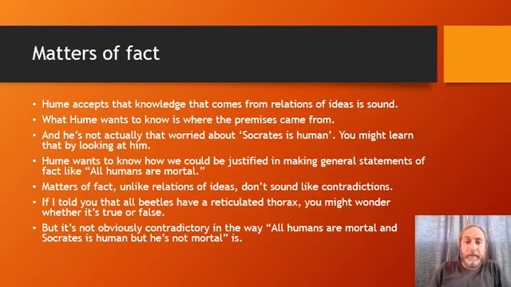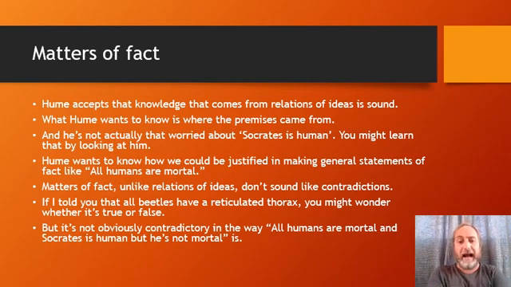Okay, so Hume accepts relations of ideas. He thinks that's perfectly good reasoning. So what he's really worried about are these premises. How do we know that Socrates is human? That's an interesting question, but he's not too worried about that. I think that he doesn't say it in this passage, but from what I know of Hume, he thinks that you could pretty much figure out by looking at Socrates that Socrates is human. But he's very interested in how we could possibly know this general statement, all humans are mortal. How do we know that's true?